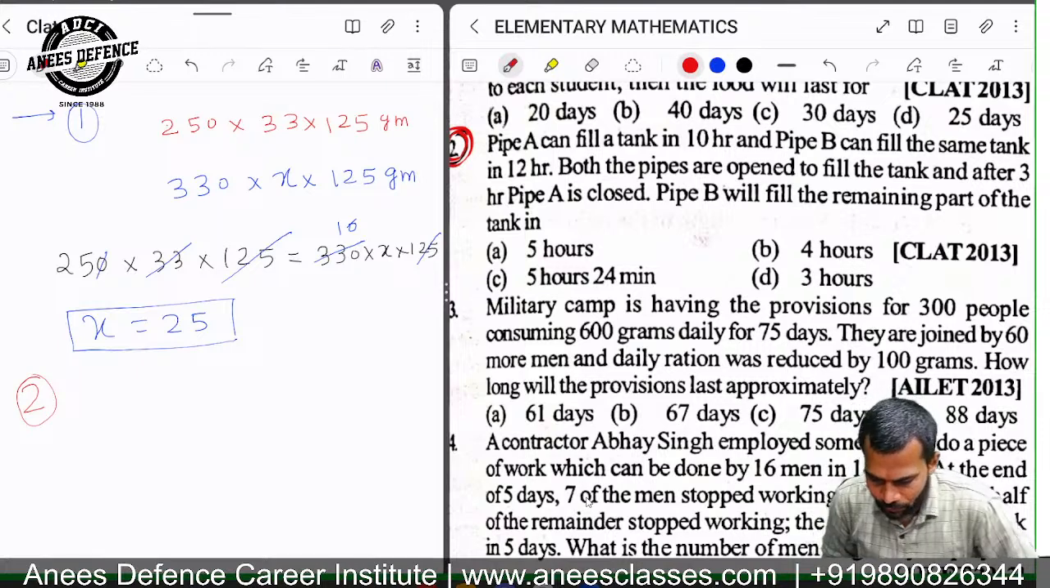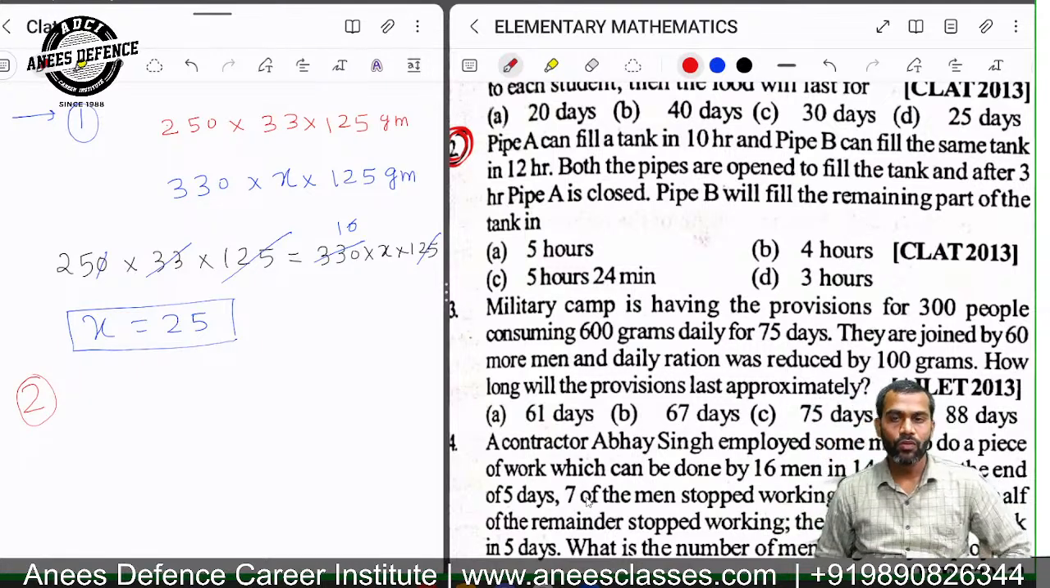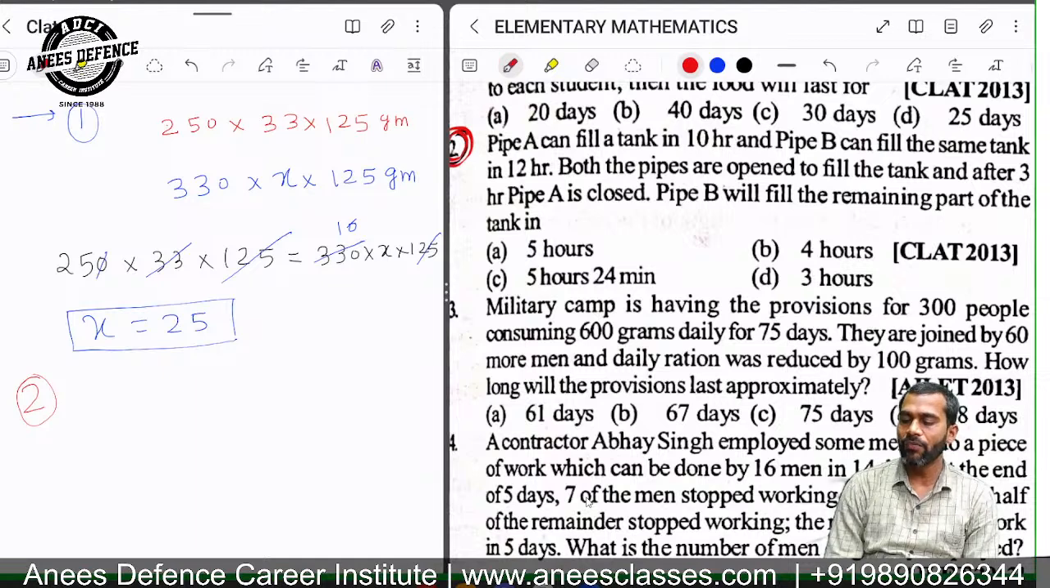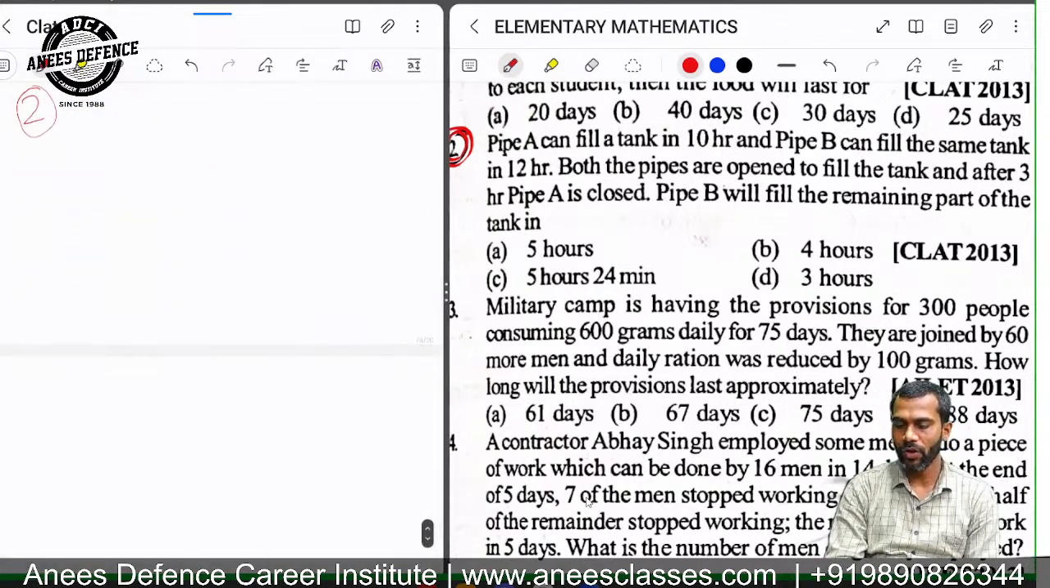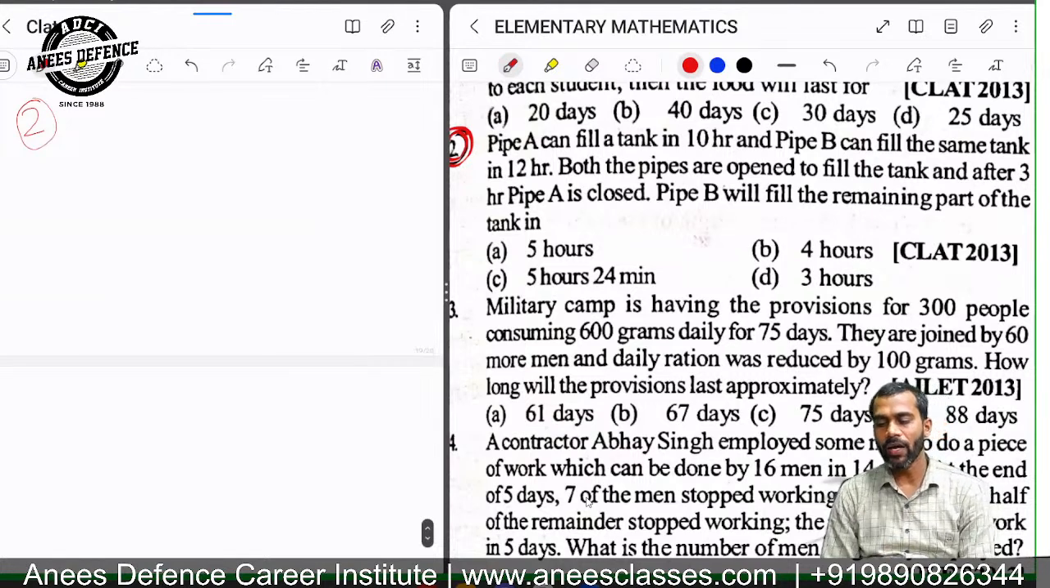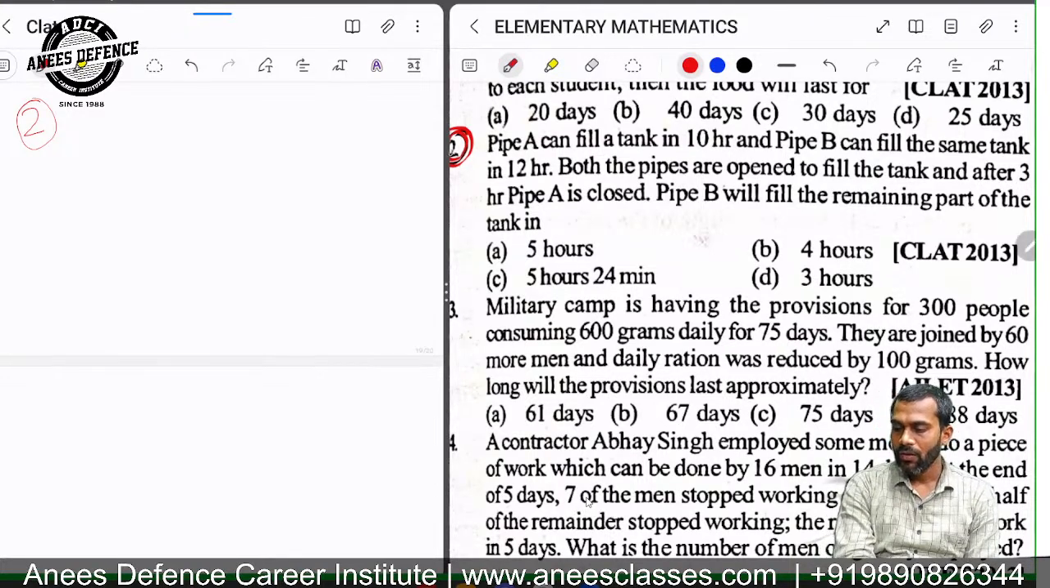So have you solved these type of questions ever? No? See, let me tell you how we can solve these questions. Very easy. Let us draw a tree diagram. Always solve these type of questions using a tree diagram, like we do in Bayes theorem. Yes or no? Now see, pipe A can fill. So suppose there are two pipes, A and B. So this is 10 hours, and for B it is 12 hours.